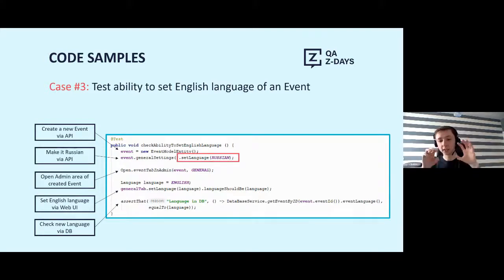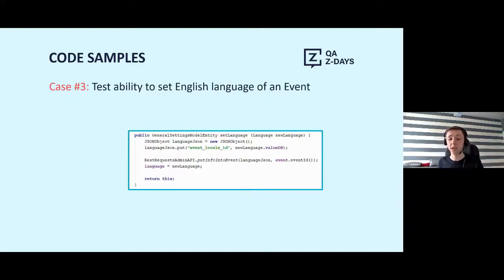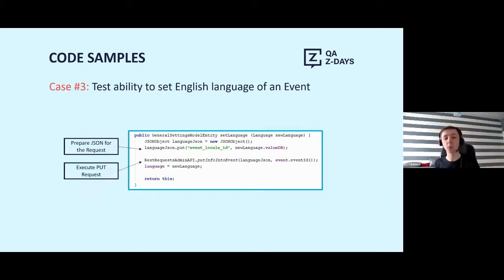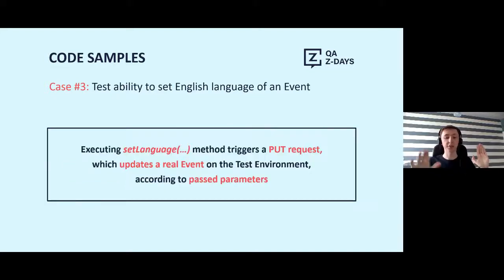So let's dive into this method. What is the set language method doing? It's quite simple. Again, we are preparing the JSON for the request as it was in the constructor, but we execute not the post request, but the put request, which will update one single property. And the idea is the following. Calling the setter method, for example, set language, triggers a put request, which updates an already existing event on the test environment according to the passed parameters. And that is the main idea.